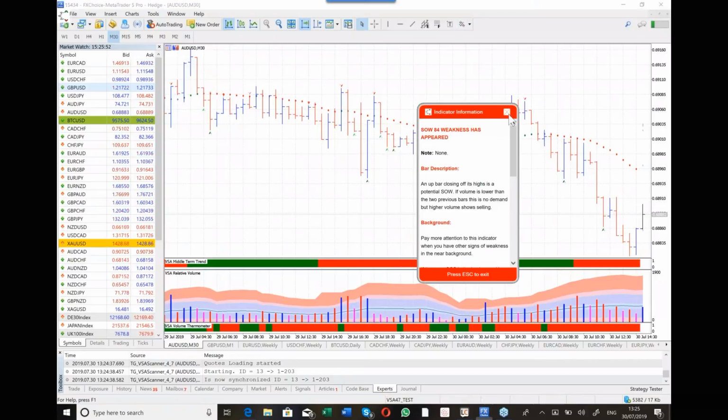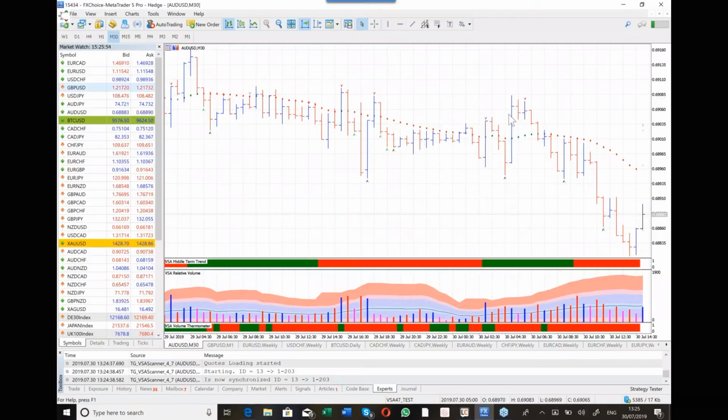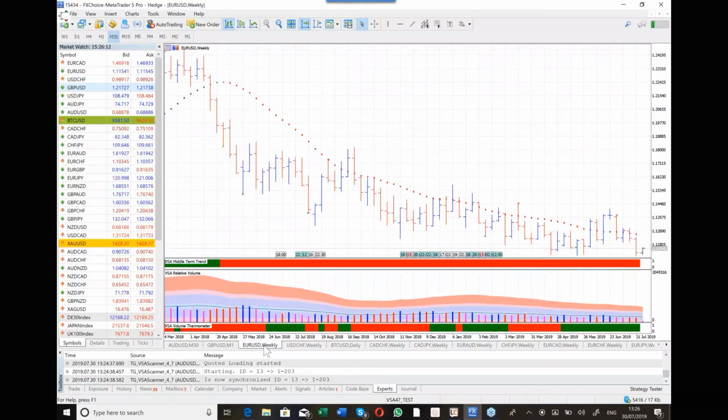So basically, let's recap a second on where we're at here. What we've got is a situation where you've got weakness in the background. Now that's important. The background is very, very important. In fact, let's go to the Euro USD. I know some of you have already asked about it. I'm going to answer that question right now for you.